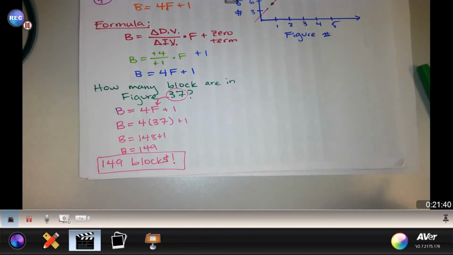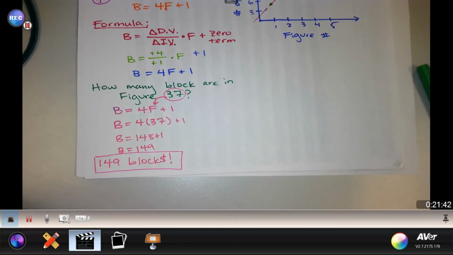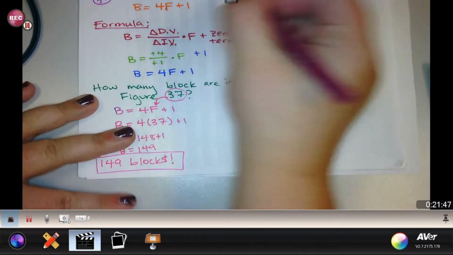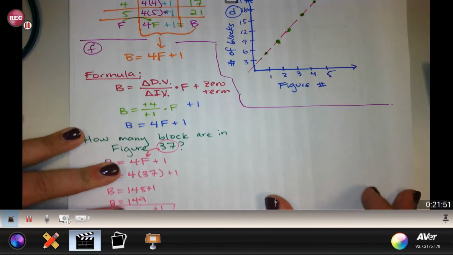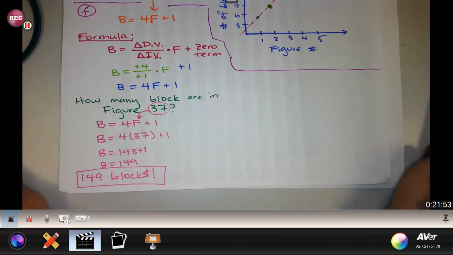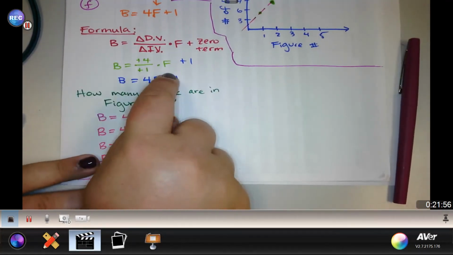That's your answer. Okay, now that is one way of doing it, or one question. So I'm going to kind of section this off so that we know it's still in the same group, because that's one way of doing it. But we have two unknowns. We have B and F.